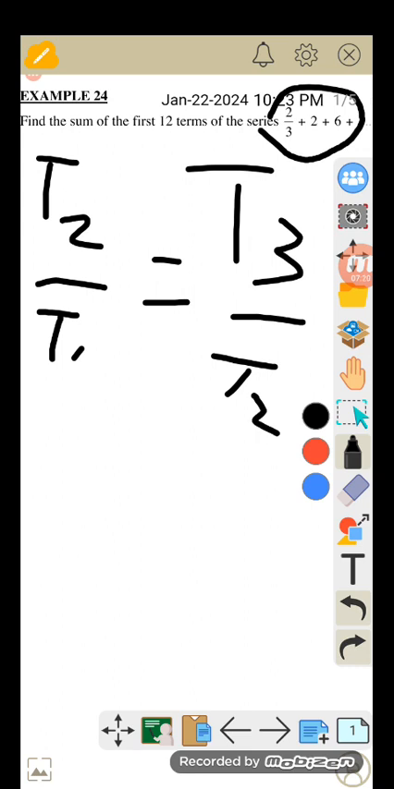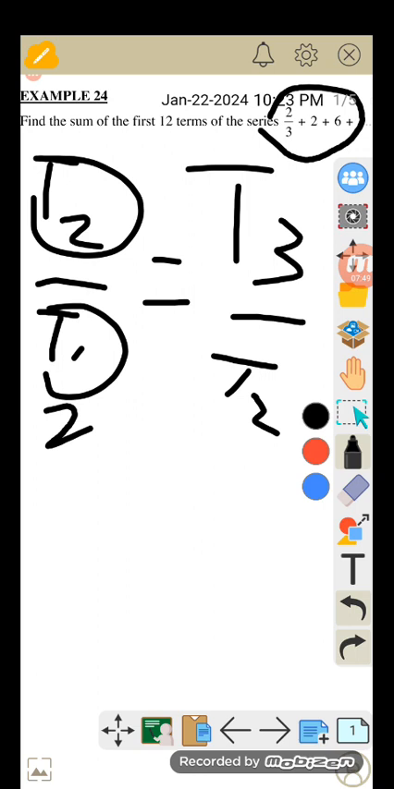Just like that, guys. You see, our T2, which is the second term, it is what? It is 2, right? Our T1, it is what? Let me just get to the answer straight. Our T2, it is the second term. I'm going to sub 2 right here, right, guys? And our T1, it is what? It is 3/2.